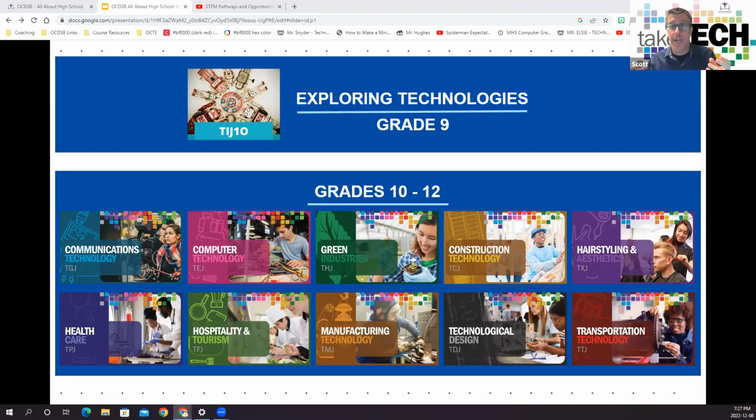So the students will get a sampling, a little bit, just a taste of each of the things that the school has to offer. Then they can make a decision as to the stream, should they want to continue in technology, trades and technology, I should say, of where they want to go. So that's the TIJ 1.0 course.